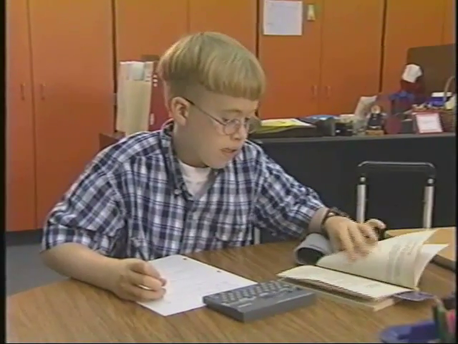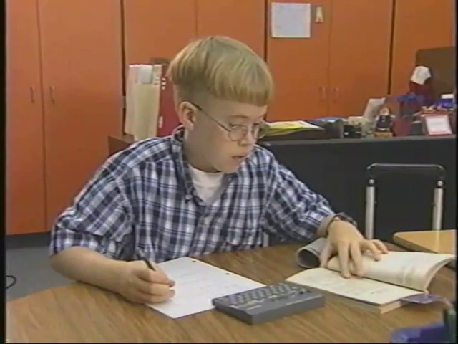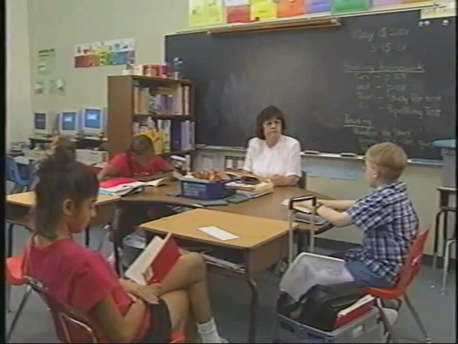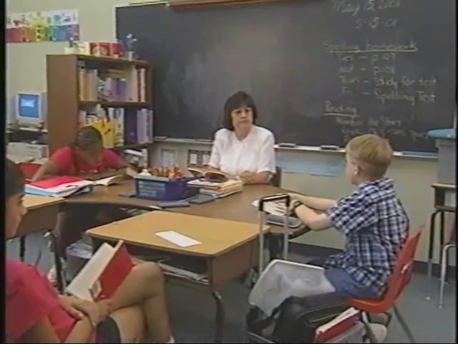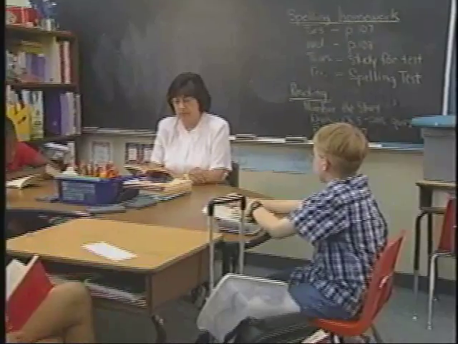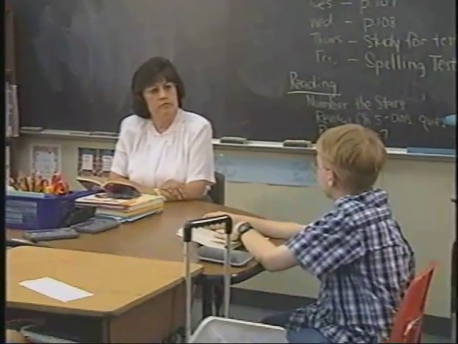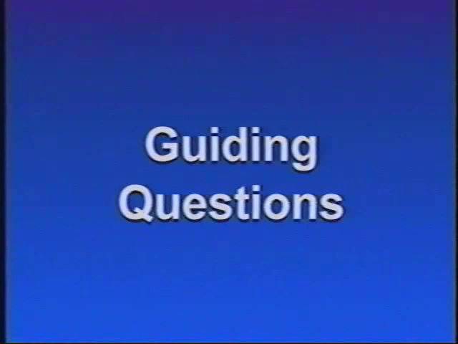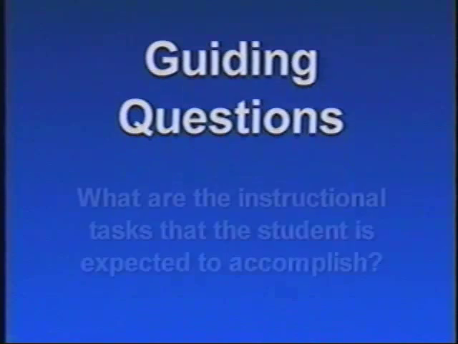William is a student who uses assistive technology to participate in classroom activities and complete assignments. As you watch this video, you'll hear about the types of accommodations that are provided to William from his teacher, and you'll hear how William uses technology to help him learn. Think about the following guiding questions, and we'll discuss them after this segment.